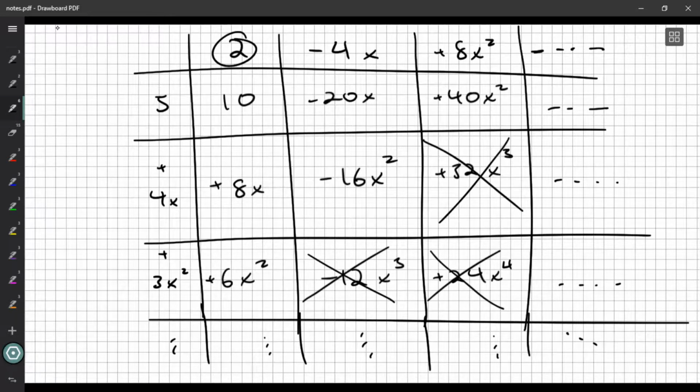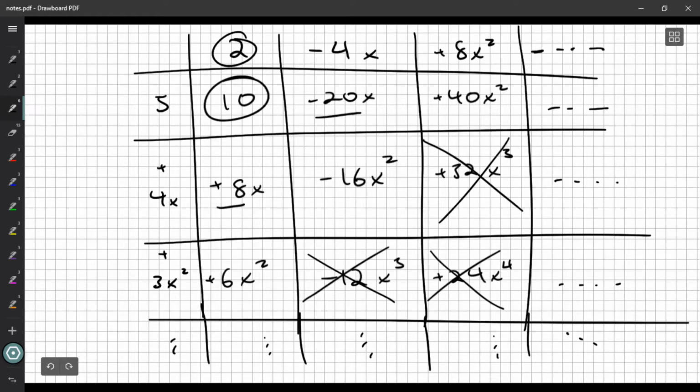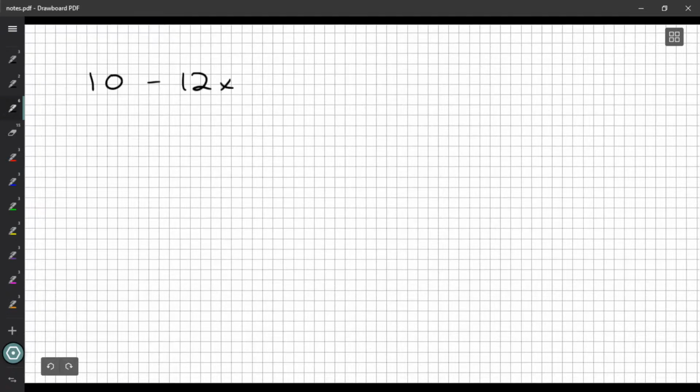So we're going to have 10, and then 8 minus 20, so negative 12. We can start writing this out. So the first few terms, 10 minus 12x, that's probably a plus, 40x minus 16x, well, x squared. So that's 24 plus another 6, that's going to be 30.